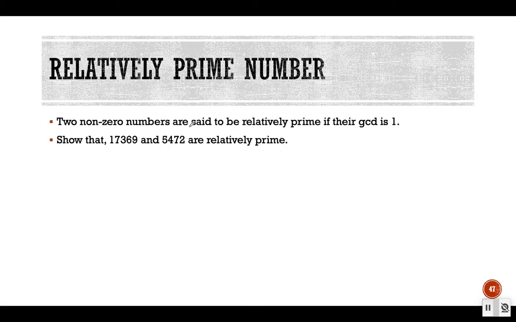A few things we already know about prime numbers and GCD. I just want to wrap up with some more theory and knowledge from number theory. If we have two non-zero numbers, maybe both are not prime numbers, they are said to be relatively prime if the GCD is 1.